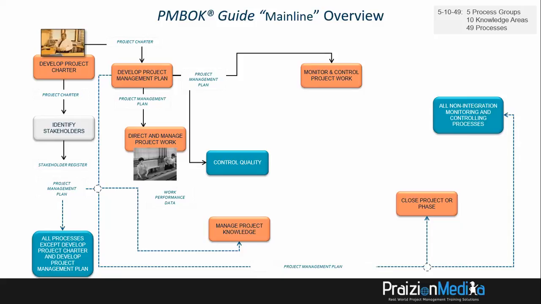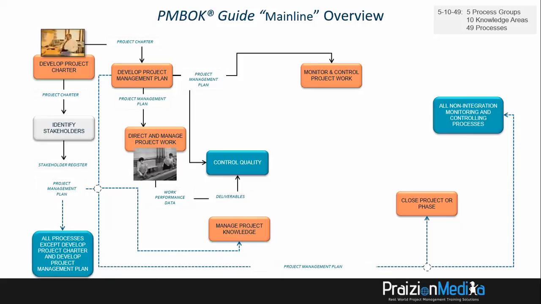So going back to our map of the world of the main line, you can see that work performance data and deliverables both go to control quality. Now, we've already talked about WPD going into every process outside of integration that has the word monitor or control, or is in the monitoring and controlling process group. Again, outside integration, don't forget that.